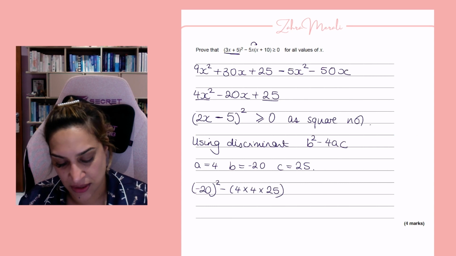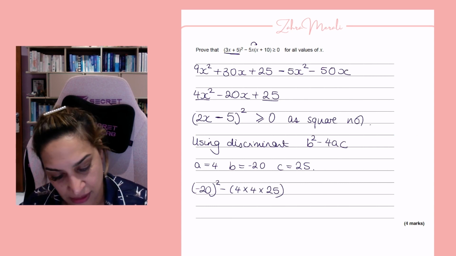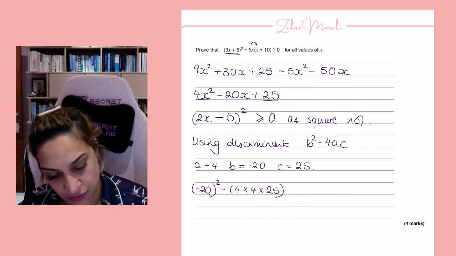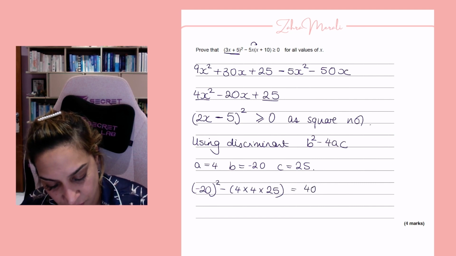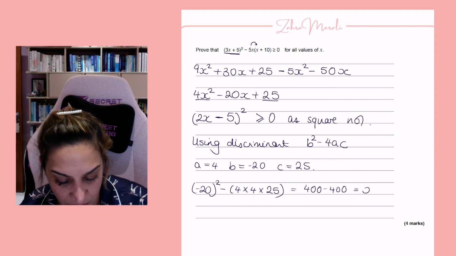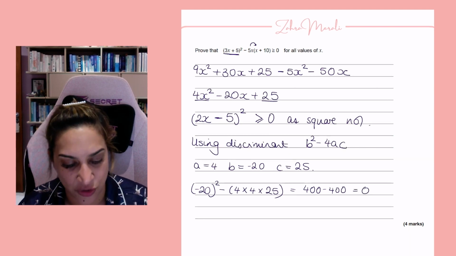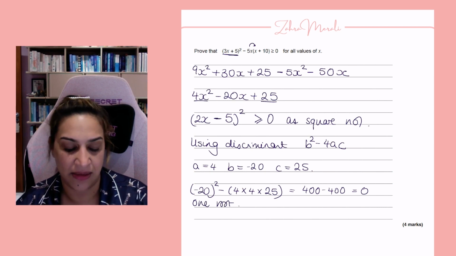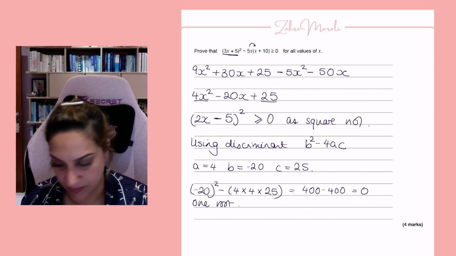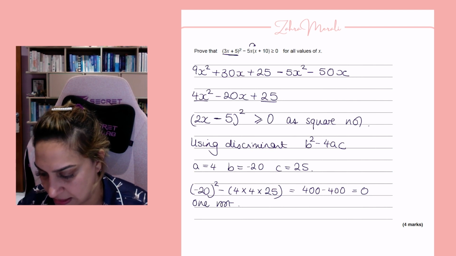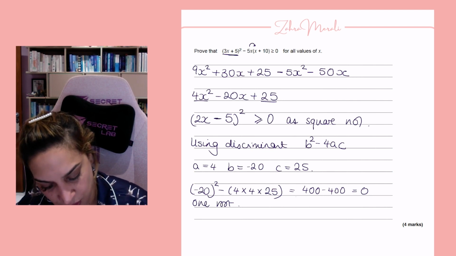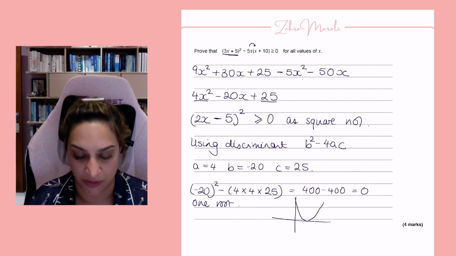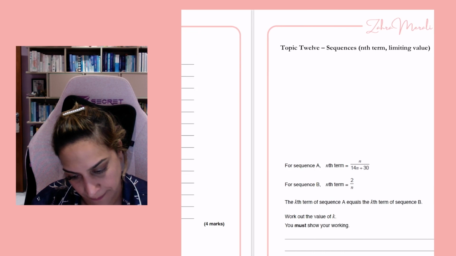And if your answer would be, so let's work it out, we'll get 25 times 4 times 4, which is 400. 20 squared is 400, which gives 0. And because the discriminant is 0, there's only one root, which means it's bigger than or equal to 0. Because 20 squared is 400, so there's one root. So we know if we were to do the equation, it would be like this, and it would always be positive. Okay.